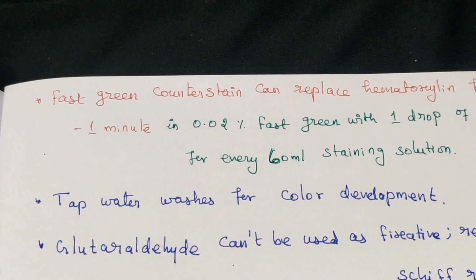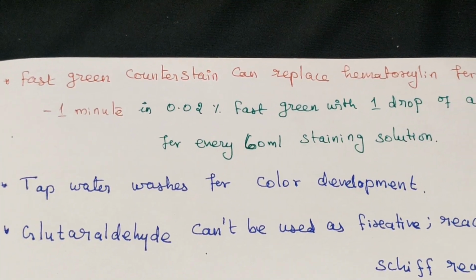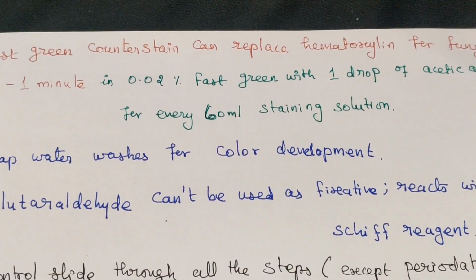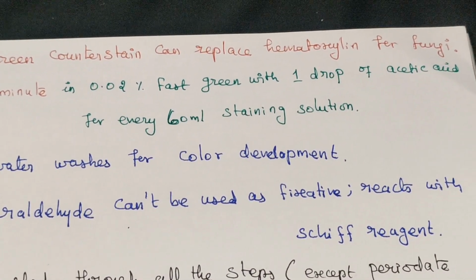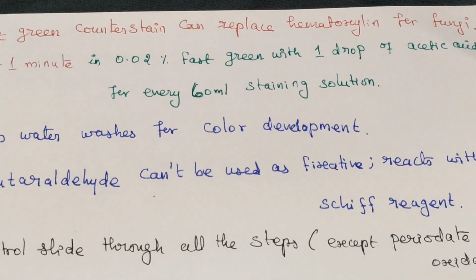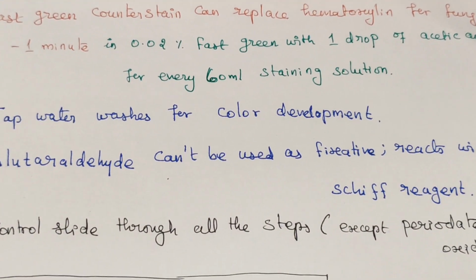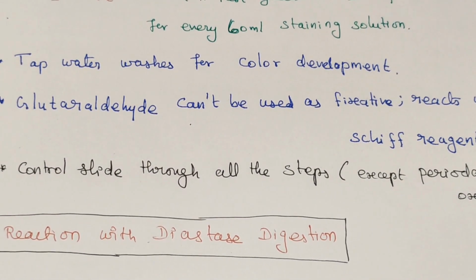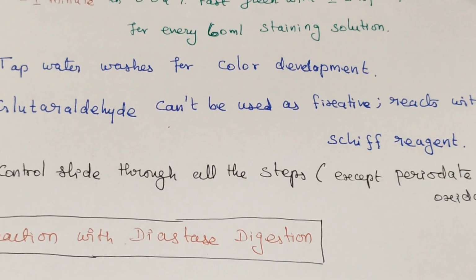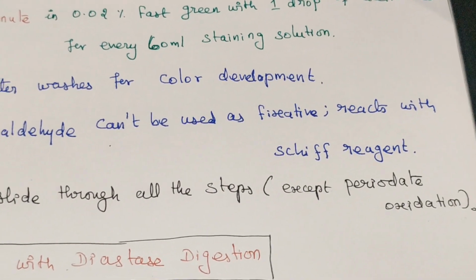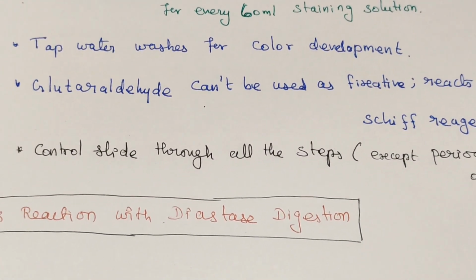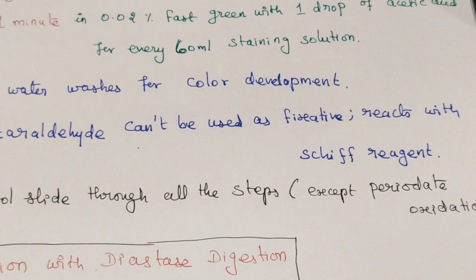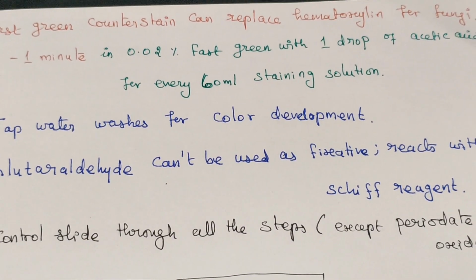If staining fungi, fast green counterstain replaces hematoxylin. For fungus, 1 minute in 0.02 percentage fast green with 1 drop of acetic acid for every 60 ml staining solution. After color development, wash with water. Then glutaraldehyde cannot be used as a fixative because it will react with Schiff reaction. Then control slide goes through all the steps. So this is all about the PAS reaction.